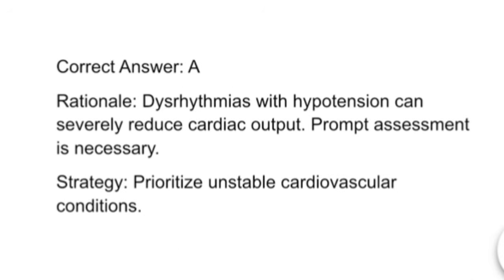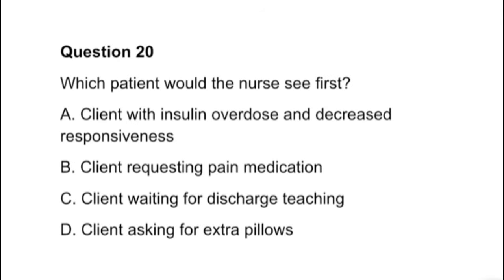Correct answer. A. Rationale. Dysrhythmias with hypotension can severely reduce cardiac output. Prompt assessment is necessary. Strategy. Prioritize unstable cardiovascular conditions. Question 20. Which patient would the nurse see first? A. Client with insulin overdose and decreased responsiveness. B. Client requesting pain medication. C. Client waiting for discharge teaching. D. Client asking for extra pillows.